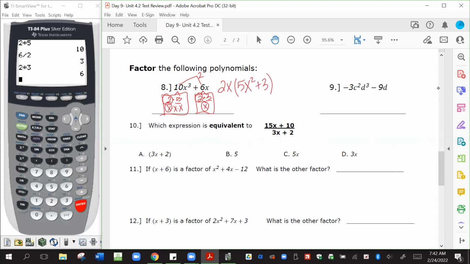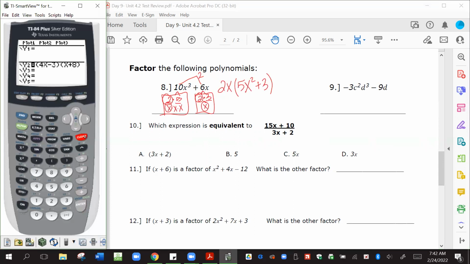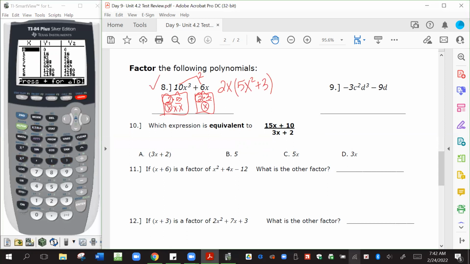I can go back and check this and say, let's make sure. So 10x, I put a square, but I want a 3. So I use my arrows to go back. Plus, oops, one more, plus 6x. And then I'm going to put my answer in here. I just want to triple check that this one works. 5x squared, oops, plus 3. And we're good. So I know that this one is right on number 8.